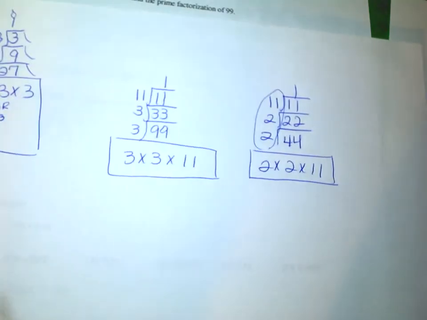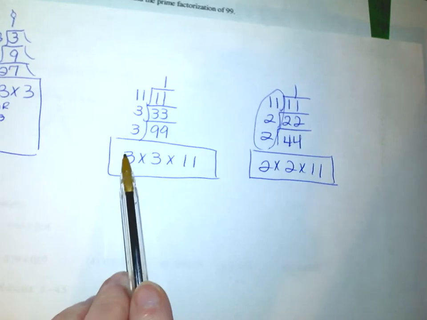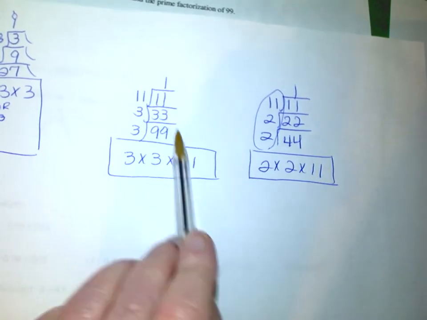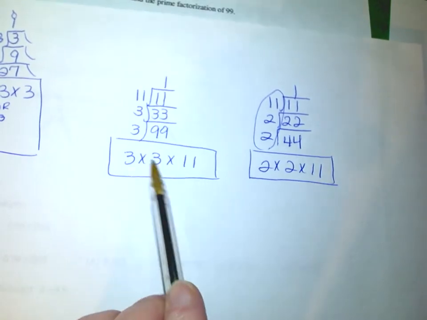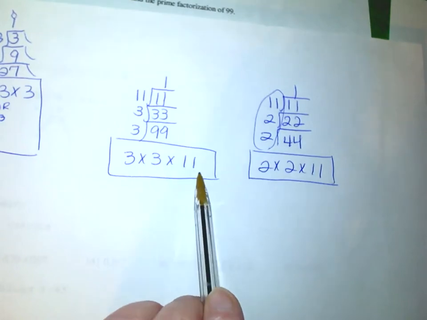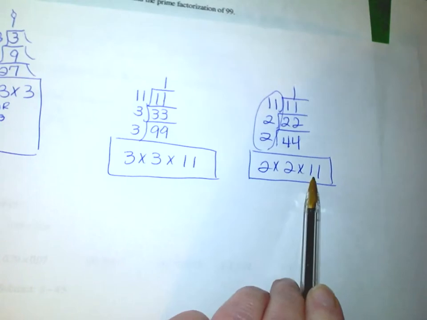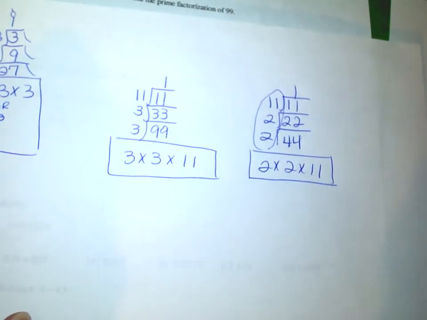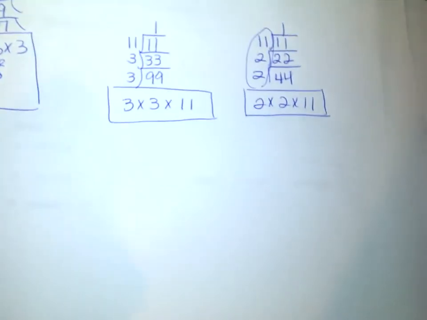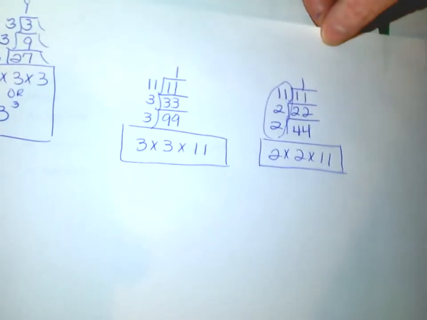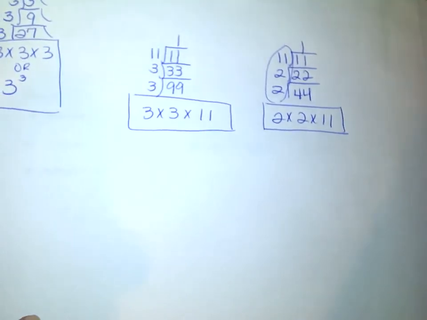Again, just to check to see if you have made a mistake, when you multiply these numbers together, it should give you the number that you started with. 3 times 3 is 9, and 9 times 11 is 99. 2 times 2 is 4, and 4 times 11 is 44. So I know more than likely I have those right. Well, I know I do, but on the test, that's what you could be thinking.